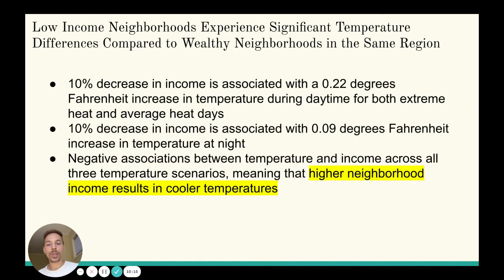And so a 10% decrease in income is associated with about a 0.22 degrees Fahrenheit increase in temperature during daytime for both extreme heat and average heat days. A 10% decrease in income is also associated with a 0.09 degrees Fahrenheit increase in temperature at night. And there are negative associations between temperature and income across all three temperature scenarios, meaning that higher neighborhood income does result in cooler temperatures.